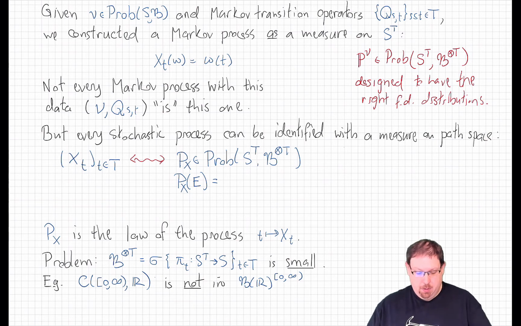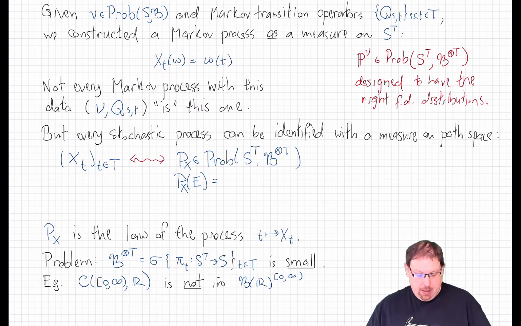Now, there's the superficial fact that the process may not actually look like this, but that's superficial because we can always make the process look like that. In other words, given a stochastic process, X_t, we can always identify it as a measure on path space. In some sense, we're talking about the law of the process.